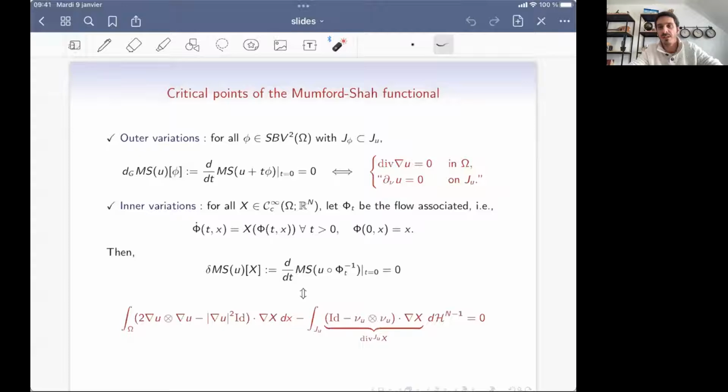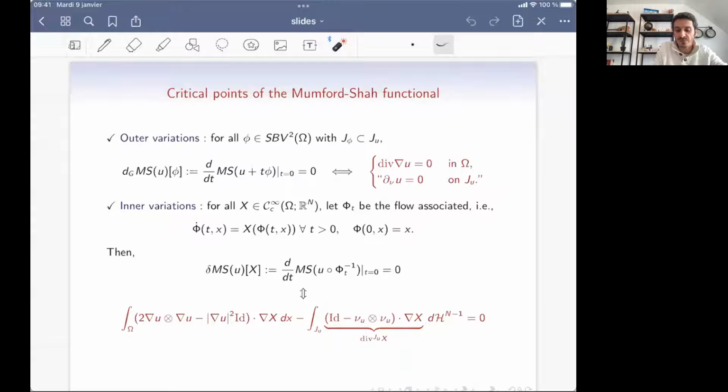So this is not very good, because by doing such a variation, you don't move the jump set. You are not doing a variation with respect to the jump set. So another way, which is also classical in this kind of geometric variational problems, is to perform inner variations.